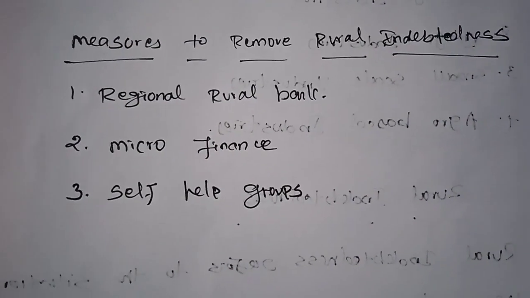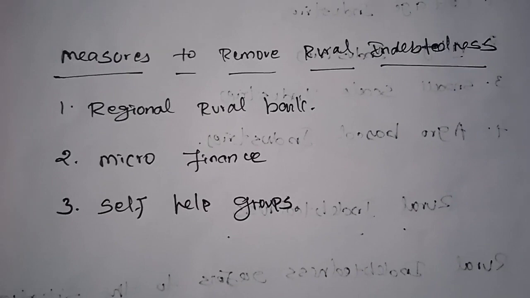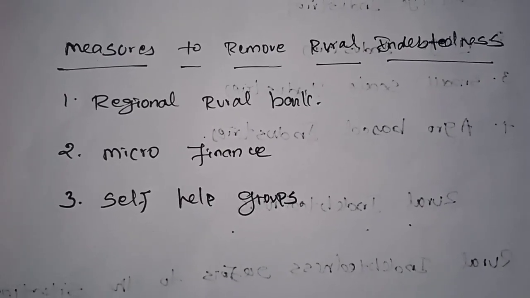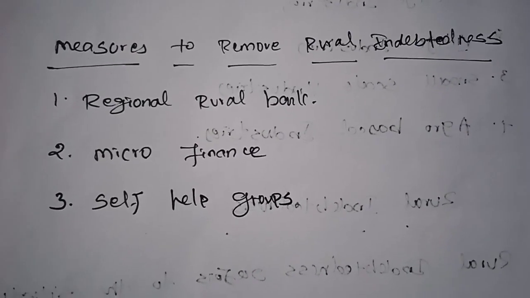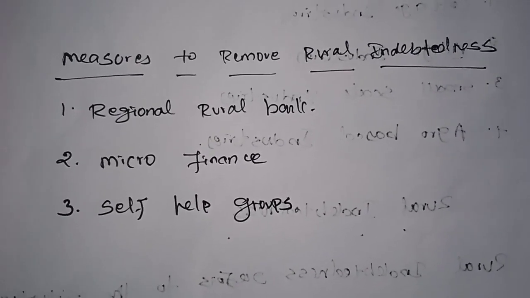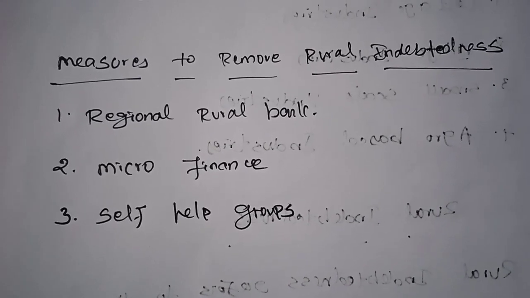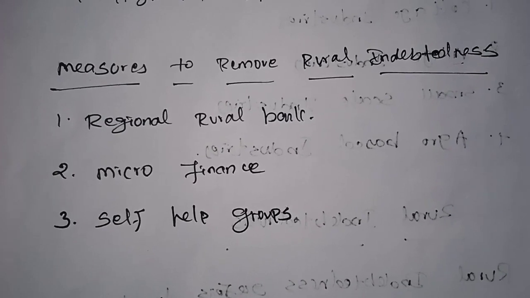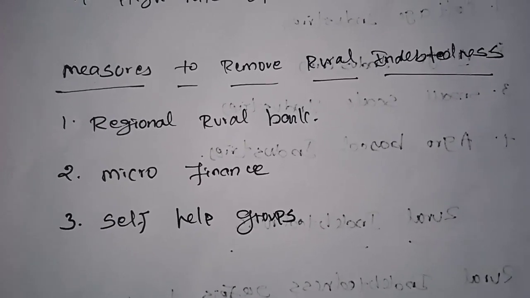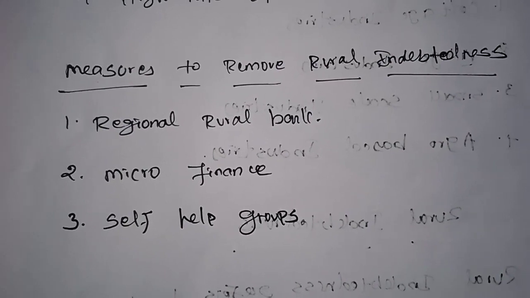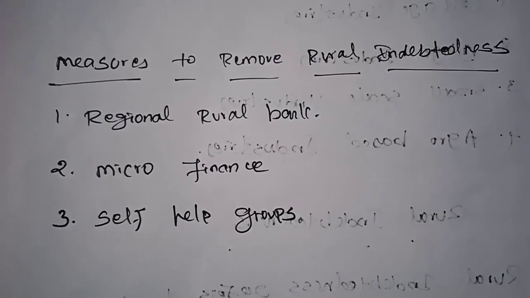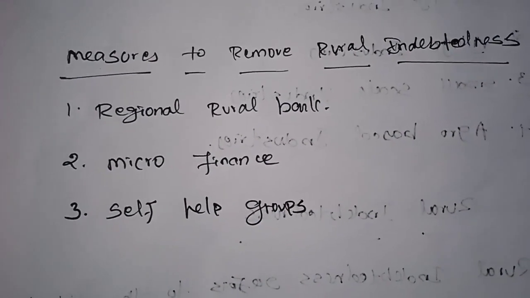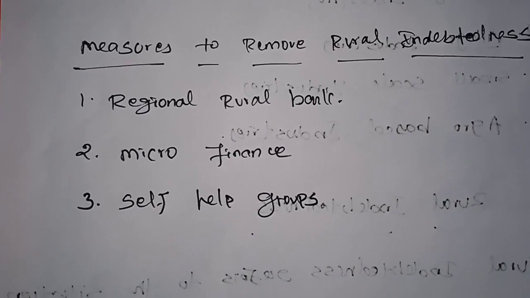Next, measures to remove rural indebtedness. In any case, the farmers in rural areas will remain in indebtedness, so we have to take some measures to remove it. For that, several remedial measures are there. The government has introduced many measures, which include the regulation of money lenders. First, the government has to regulate the local money lenders by imposing a rate of interest for lending money.